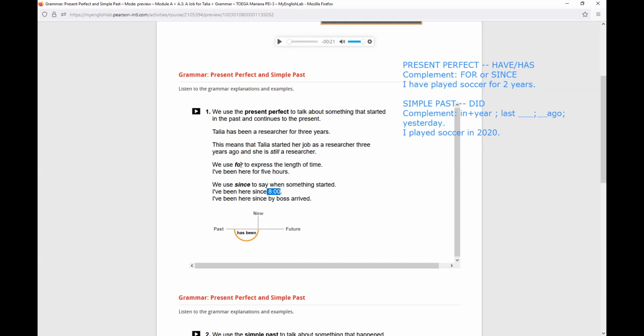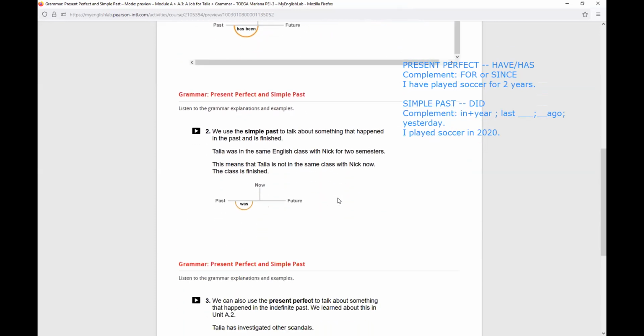Pero para present perfect siempre utilizamos en el complement for and since. ¿Qué pasa con el simple past? The action started in the past and finished in the past. Okay? We can say this.